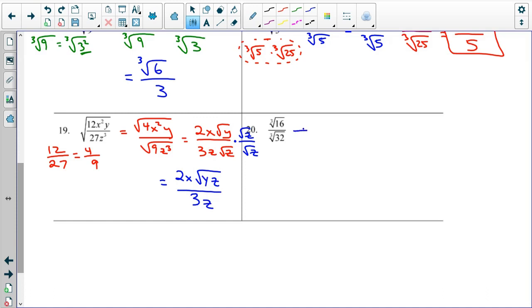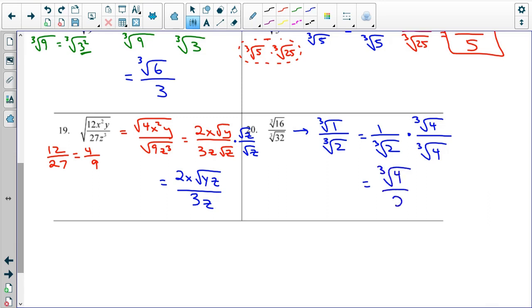Number 20. If I look at this, 16 over 32, since they're both inside of cube roots, I can simplify this before we even begin. So this is the cube root of 1 over the cube root of 2, which is 1 over the cube root of 2. I need 2 more 2's in order to make the denominator not have a radical. So I'm going to multiply the top and bottom by the cube root of 4. So my final answer is the cube root of 4 over 2.